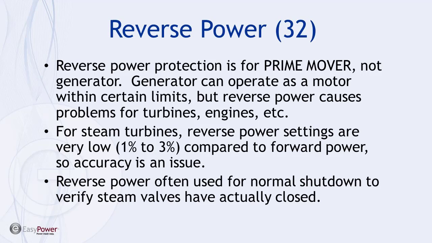In steam turbines, it's also common these days to use reverse power for normal shutdown, and that's to verify that the steam valves have actually closed. Historically, there's been a lot of cases where the indication said the steam valves were closed and they were not closed, and as soon as the field was removed, the generator went into overspeed and self-destructed. So it's common now to use reverse power to prove that the steam valves are closed. So that's another use for reverse power.